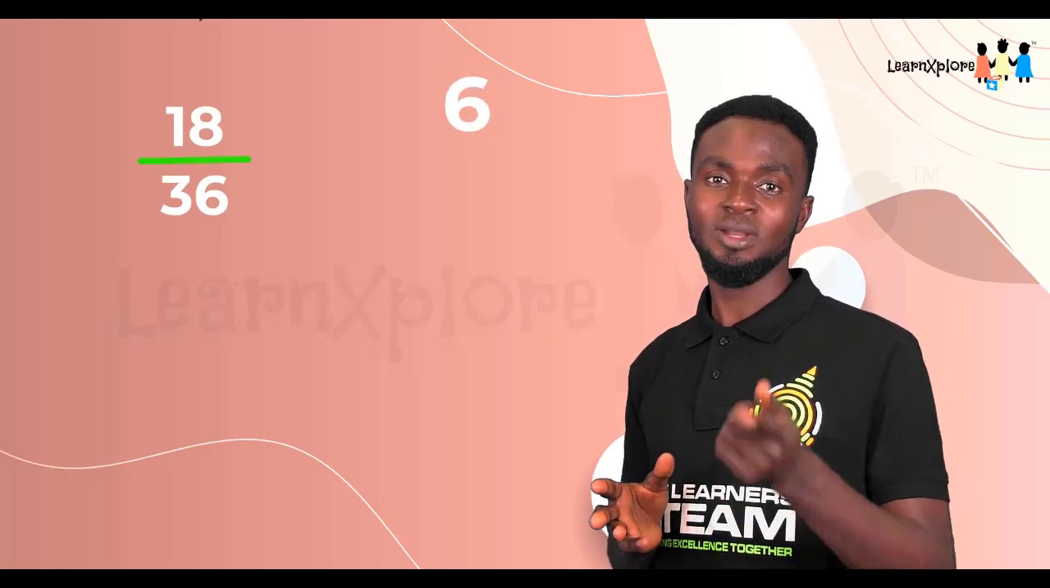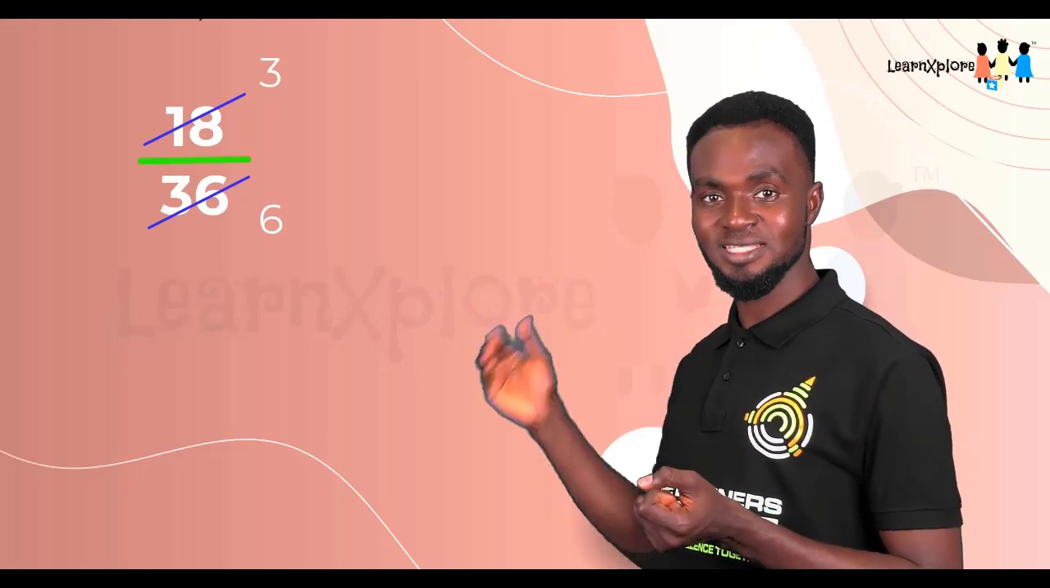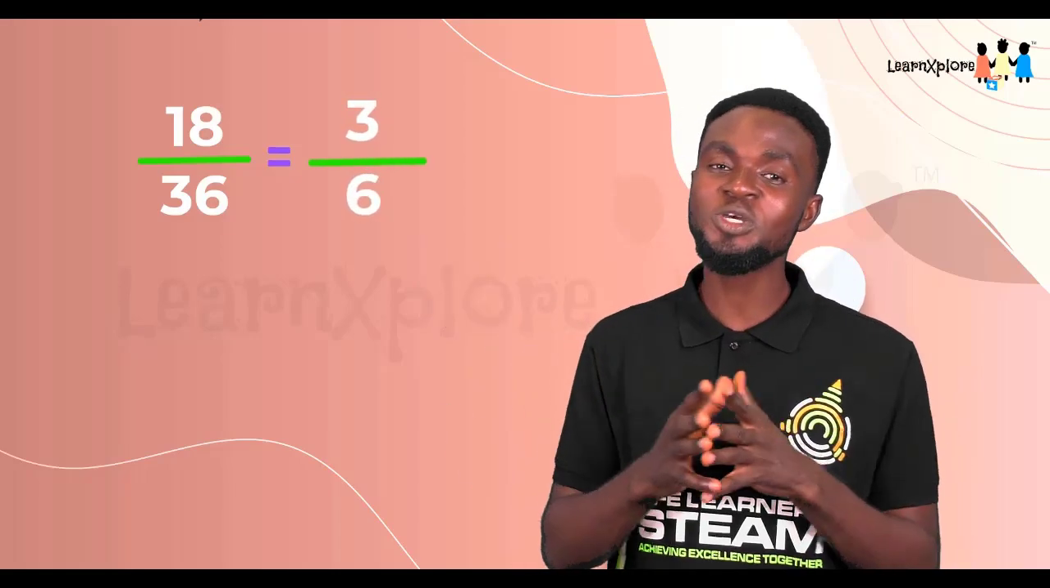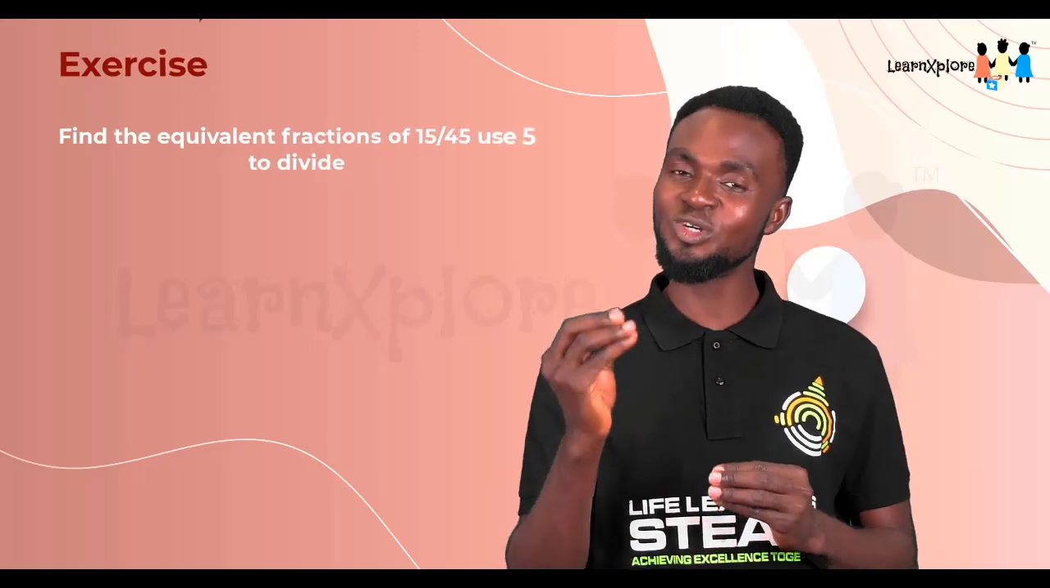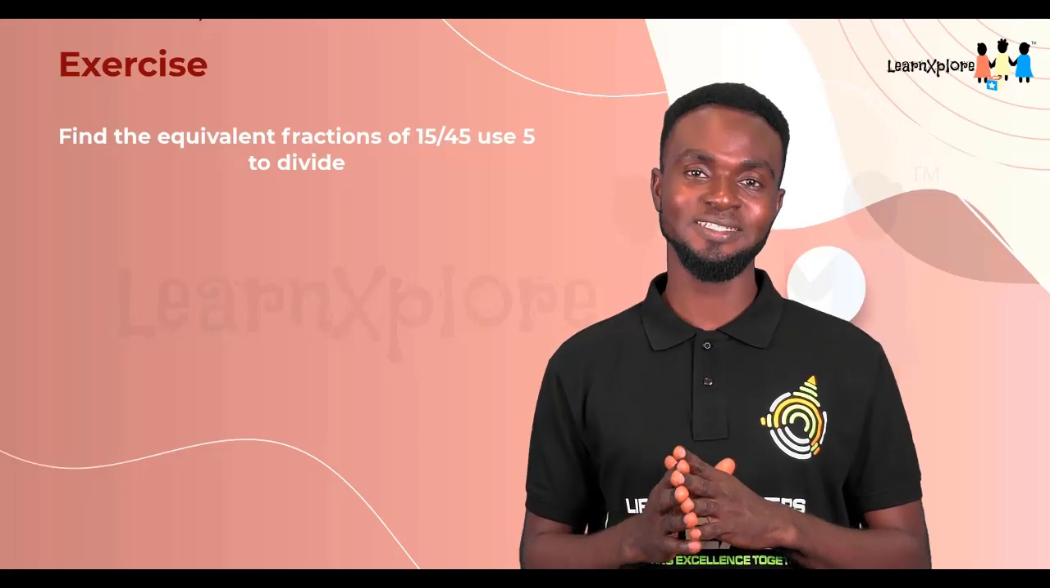One more example, 18/36. There are a couple of numbers that can divide 18 and 36. 3 can divide, 2 can divide, also 9 and 6. But let's use 6. So 18 divided by 6 will give us 3, and 36 divided by 6 will give us 6. So 18/36 is the same as 3/6. I'd like you to also help me find the equivalent fraction of 15/45. But this time around, use 5 to divide.